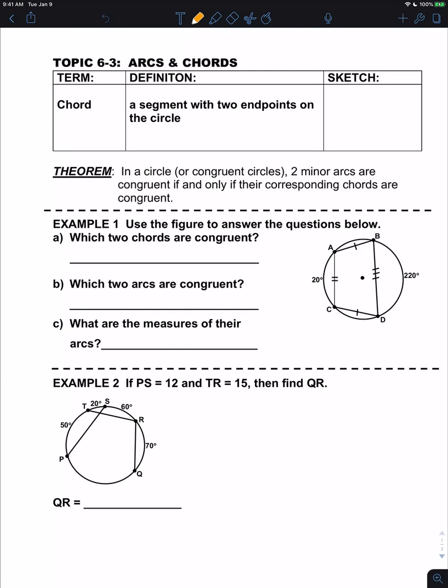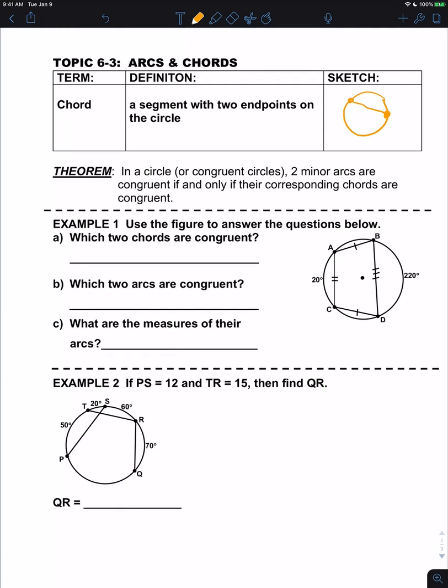Okay, now we're going to talk about arcs and chords. So remember, a chord is any line that goes from one endpoint of a circle to the other endpoint. So they can be anywhere. Diameter is probably the most recognized one, but chords can be anywhere as long as one end is touching one edge and the other end is touching the other edge of the circle.